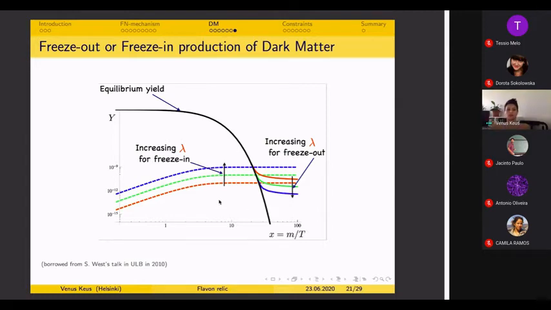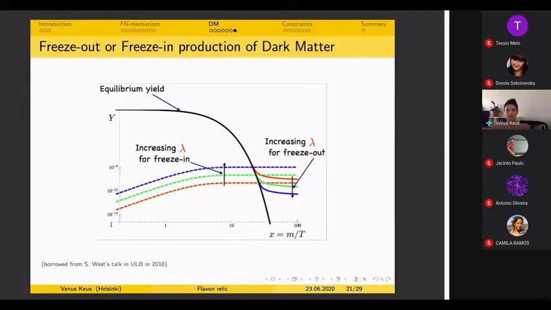But I'm sure you've heard of the freeze-in mechanism, which is a kind of alternative scenario that could also lead to production of dark matter. For the freeze-in mechanism, usually they assume that in the beginning of the universe, the abundance of dark matter was almost zero. So this is quite different from the freeze-out mechanism, where you assume that in the beginning, your dark matter was in thermal equilibrium with the standard model particles, and you had an original or initial abundance.